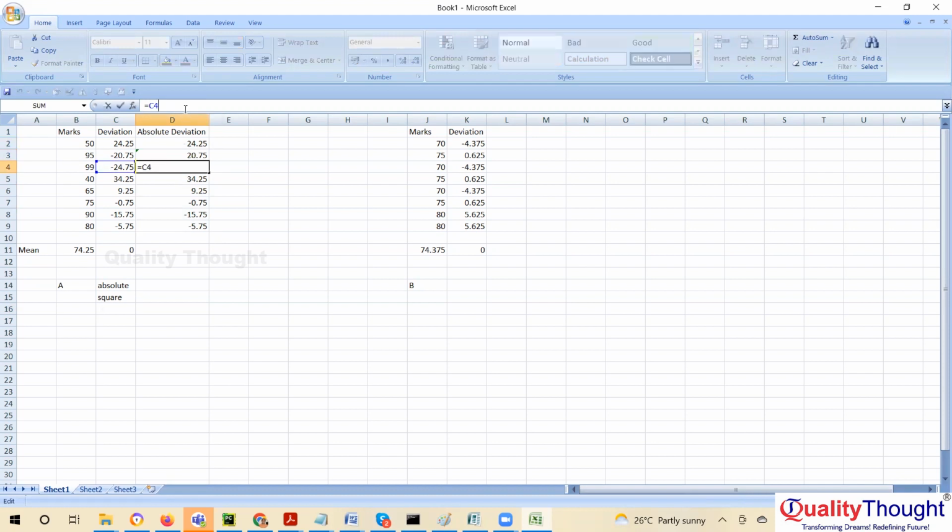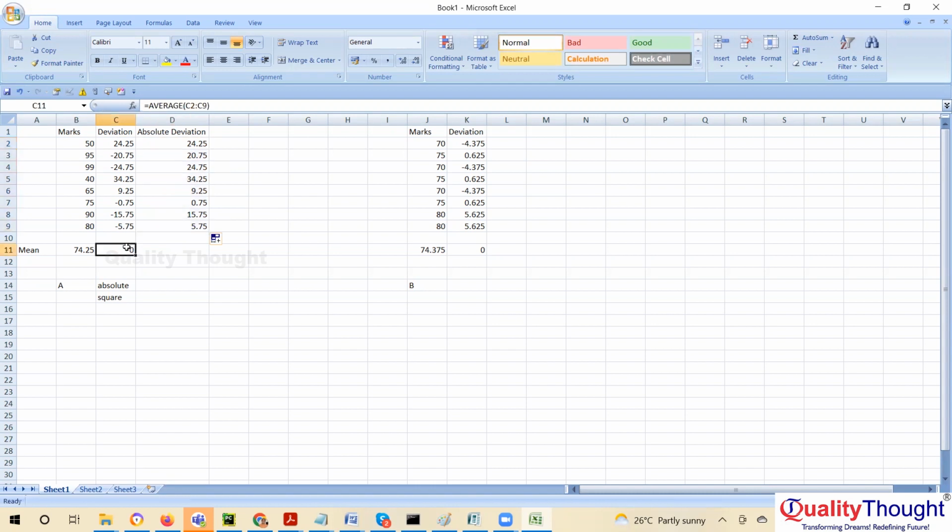Okay, I'll multiply with minus 1. There is an absolute formula also, but I'm just doing it with minus 1. Okay, you can see that there is an absolute value of this. So directly you can do that, by multiplying by minus.